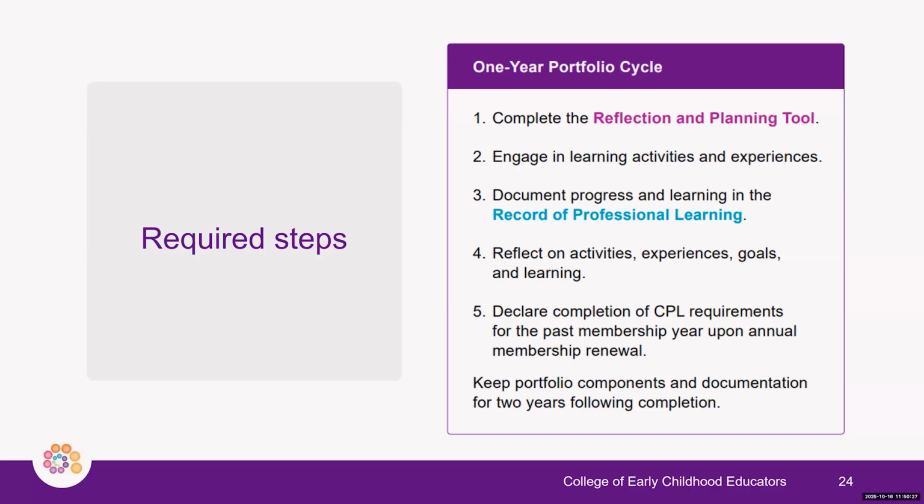And then in the final 2 months prior to renewing your membership, this is where you would complete section B of the record of professional learning to reflect on your year, your accomplishments, and challenges you faced. And if you had achieved the learning goal you set out for yourself at the beginning of your membership year.